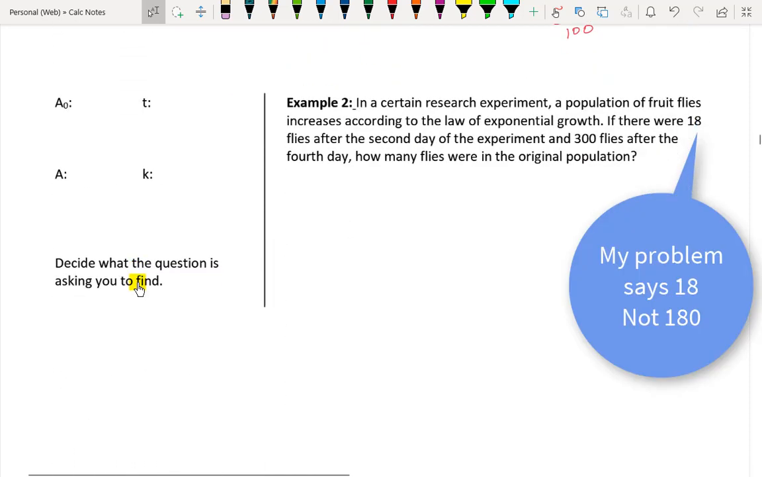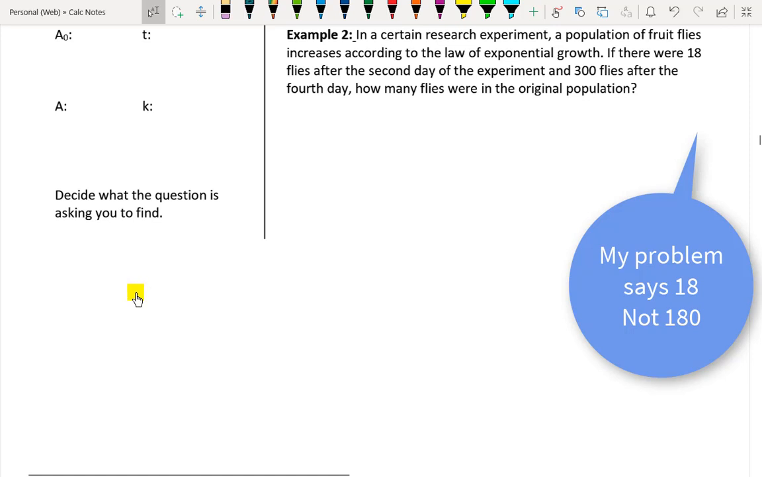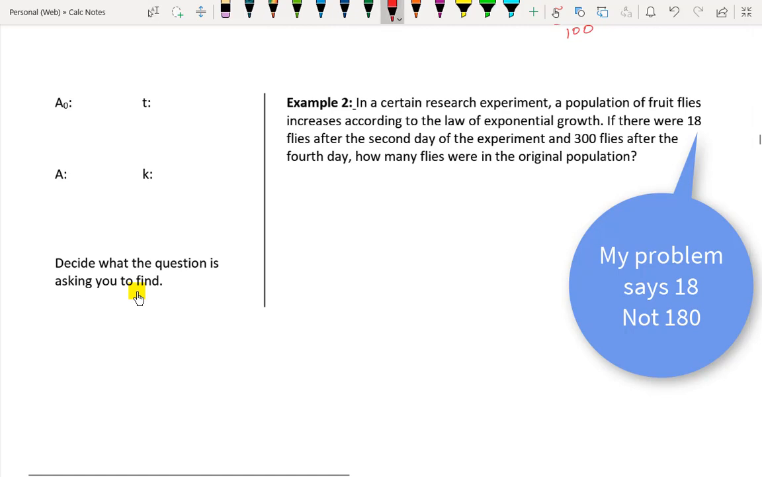Okay? So number 2, in a certain research experience, the population of fruit flies increases according to the law of exponential growth. If there were 18 flies after the second day of the experiment and 300 flies after the 4th day, how many flies were in the original population? So the original population is A sub 0. Okay, so let's look at the rest of the information. We had 18 flies after the second day. So at t equals 2, okay, so I'm just going to use this, t equals 2, that 2 goes with 18.